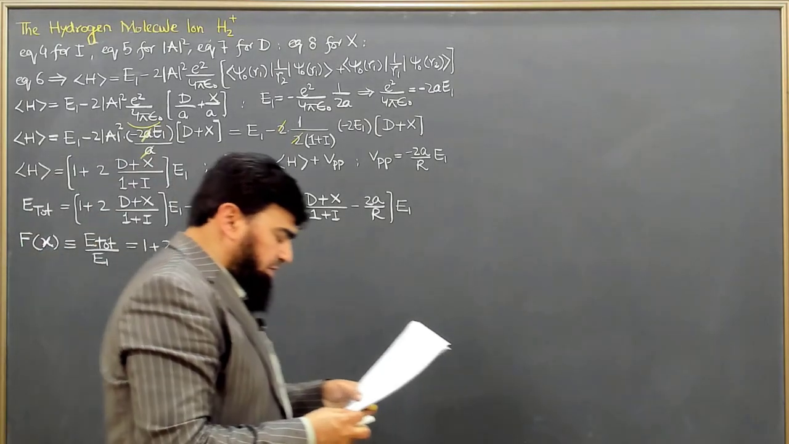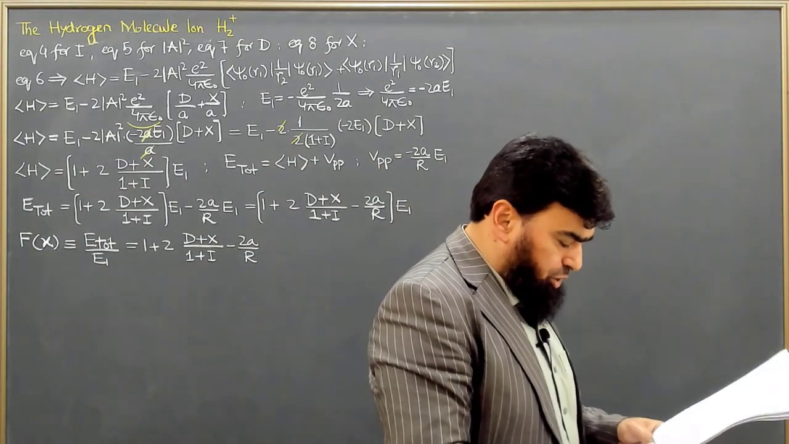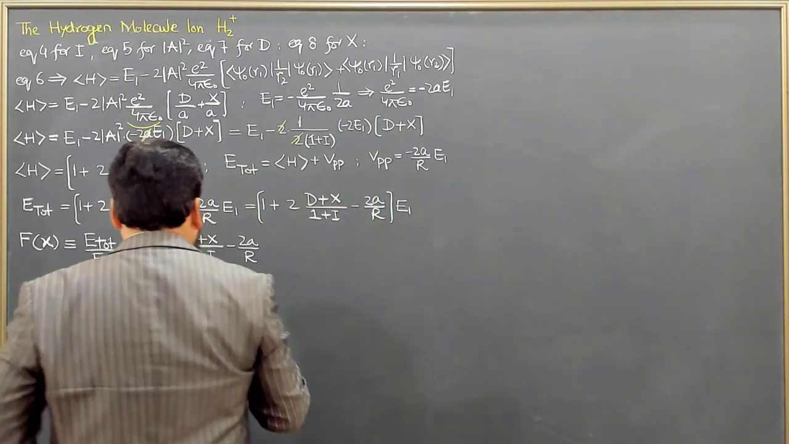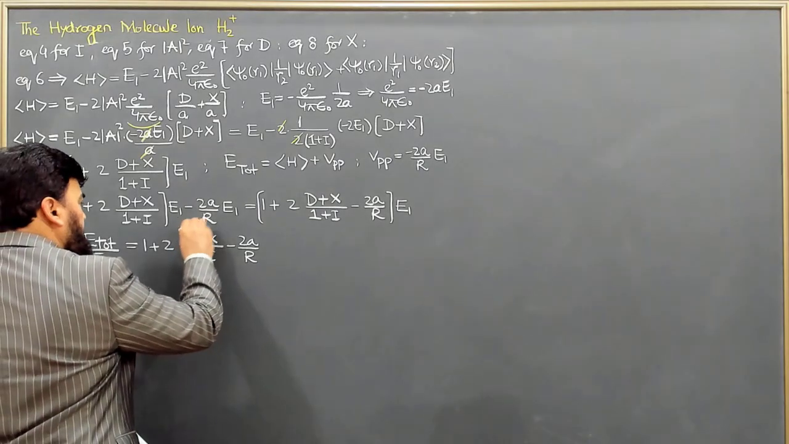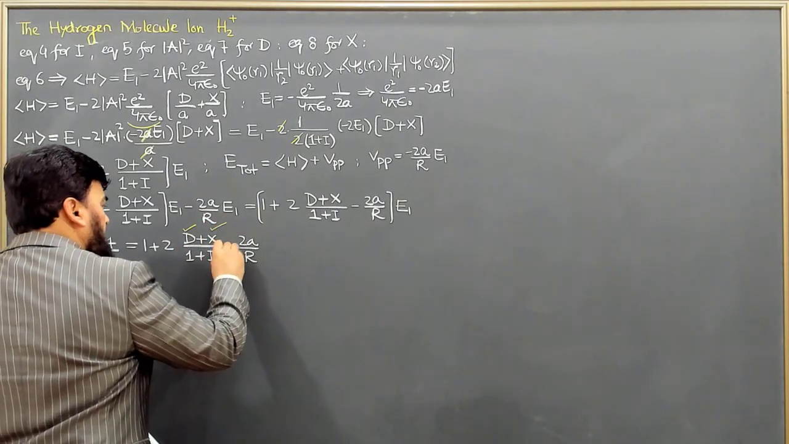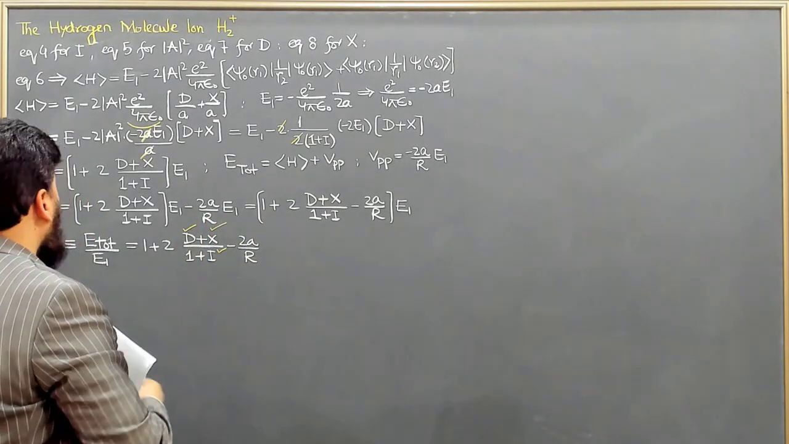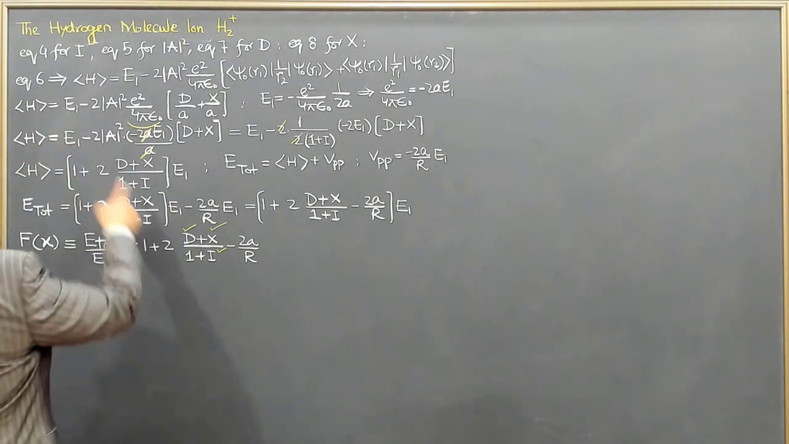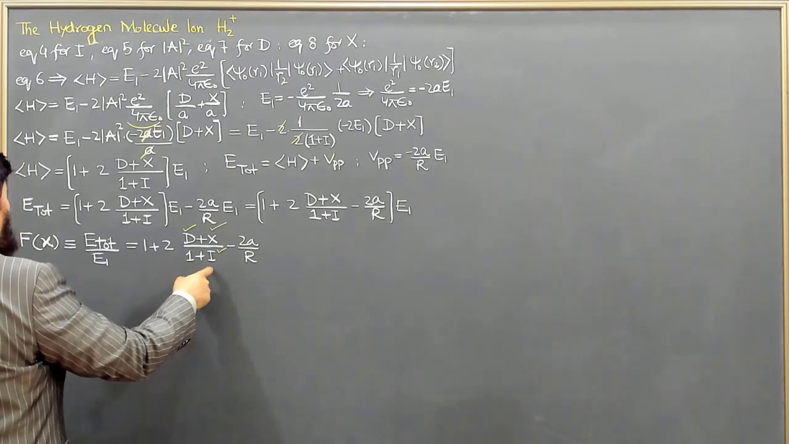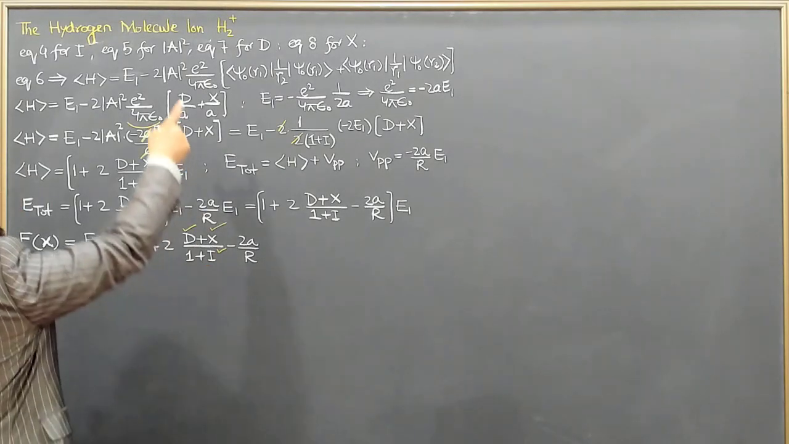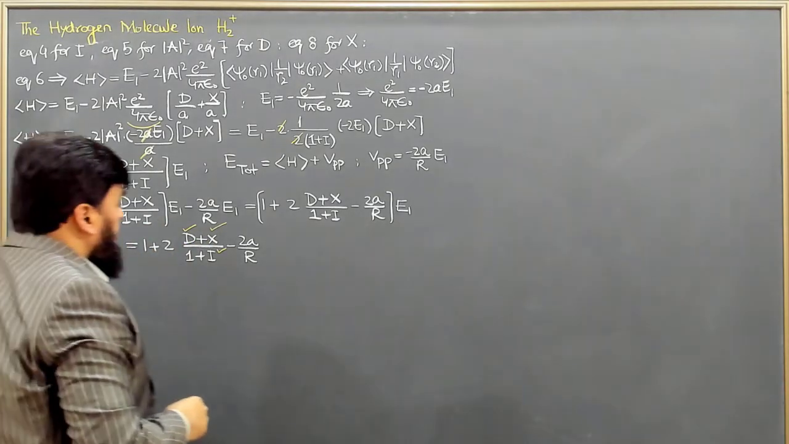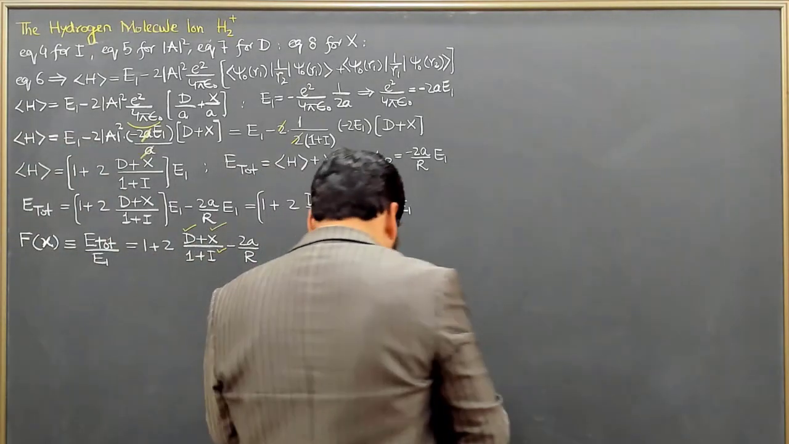And now I will have to put the values of d, the value of x, and the value of I that I have calculated in these equations. In equation 4, I calculated the value of I. In equation 7, I calculated the value of D, and then equation 8 for x. So I will put those values here.